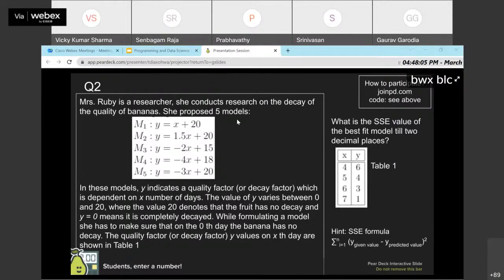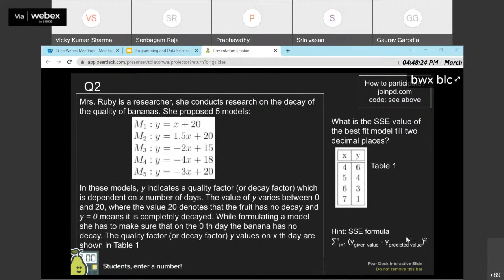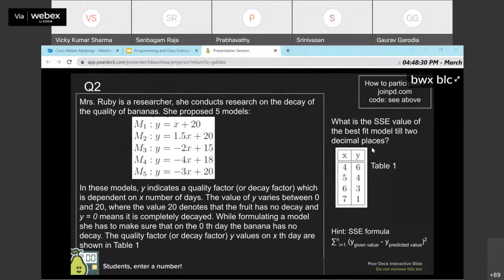You see that SSE is basically sum squared error. Sum squared error is nothing but the difference between y given minus y predicted. If my model is perfect, the difference will be 0. So the least value for SSE is nothing but 0, and it can go on to infinity.